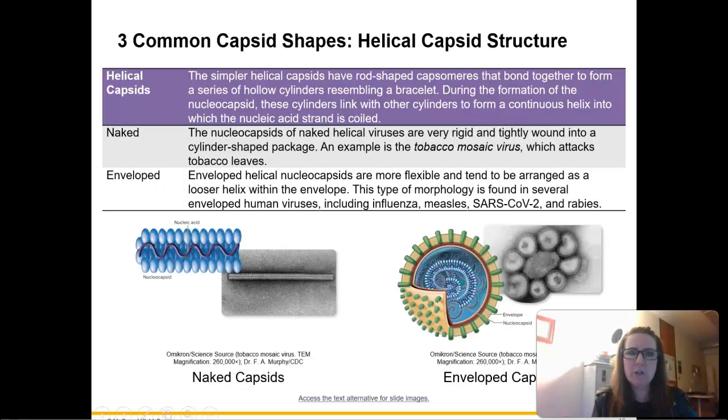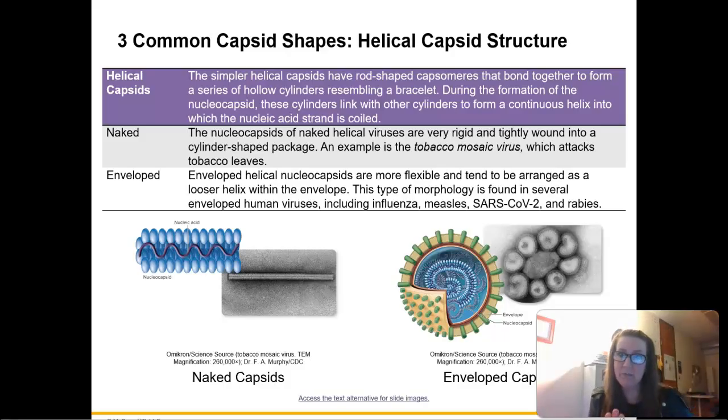The first one is helical type capsid. So if you look at the lower left-hand side, you're going to see a naked helical capsid. So those nucleic acids are inside of the protein capsomeres. So those are on the outside. So it looks like this little rod or sandwich type structure. Again, they are teeny, teeny, teeny, tiny. This is magnified 260,000 times so that you can see it, and it is that tobacco mosaic virus.